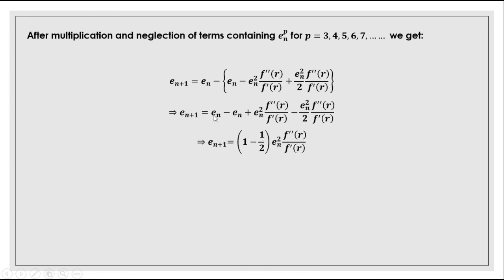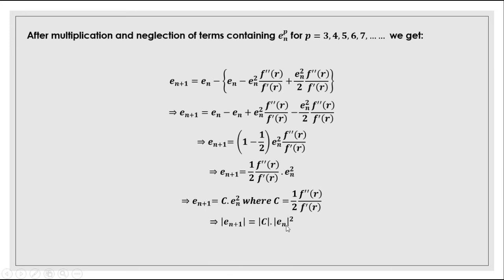So these two terms can be cancelled out. After cancelling these two terms and taking f''(r) divided by f'(r) common with e_n squared, what will we get? If we take these whole terms common from this term, we will get 1, and by taking f''(r) divided by f'(r) into e_n squared, we will get 1 over 2. So 1 minus 1 over 2, after taking LCM, we will get 1 divided by 2, and by taking the absolute value, you will get e_n squared, where the value of p is 2.